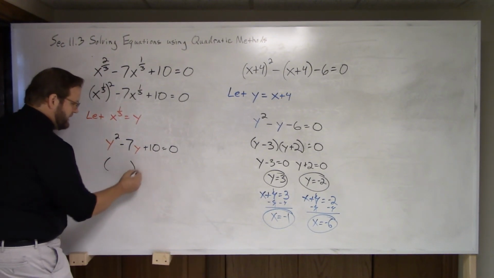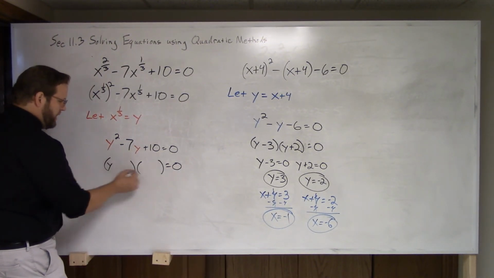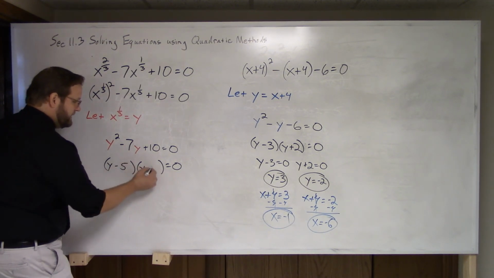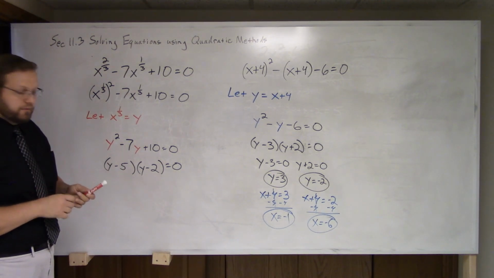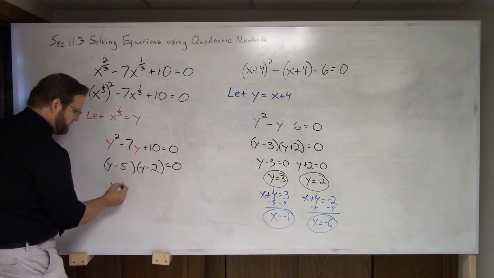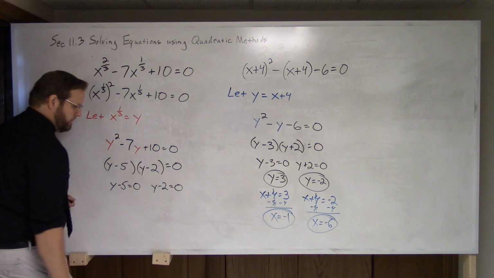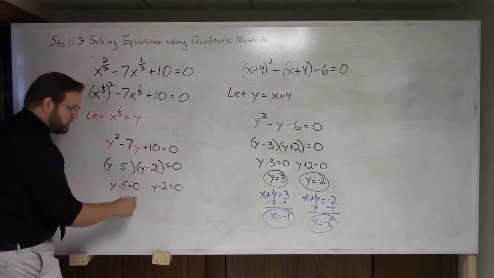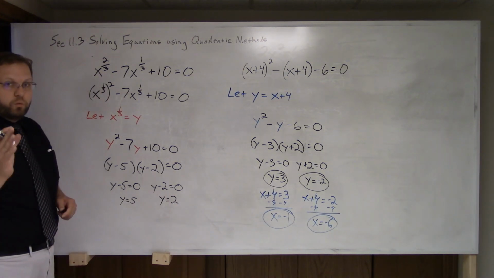So I can factor y squared is y and y. I'm going to have a negative 5 and a negative 2. Those multiply to the positive 10, add to the negative 7. Then y minus 5 is 0. Y minus 2 is 0. Y equals 5 after I add it over. Y equals 2. We're not done though.